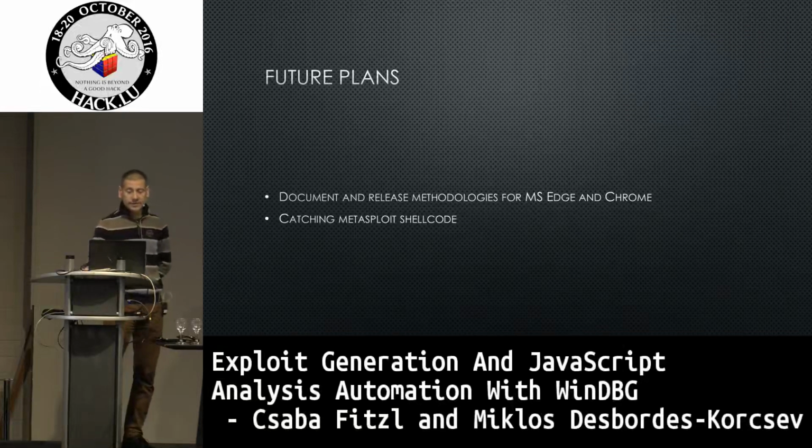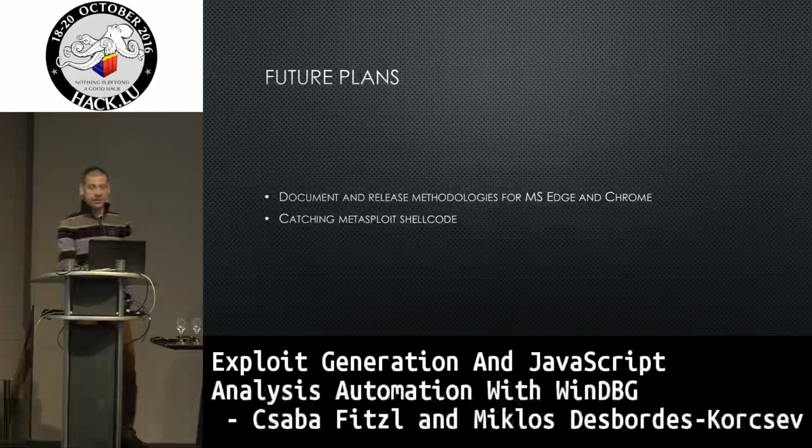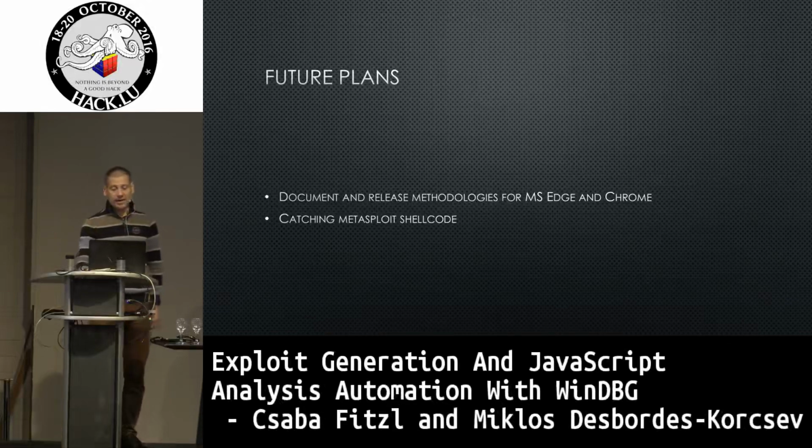So for future plans, we want to document some methodologies for Edge and Chrome as well. The same thing works pretty much the same. It's just different symbols. Mind you, if you want to work with Chrome, you have to understand that the Chrome debug symbols are almost 1 GB inside. So you'd better have a machine with a very large virtual memory.